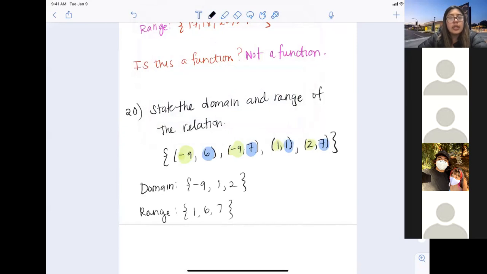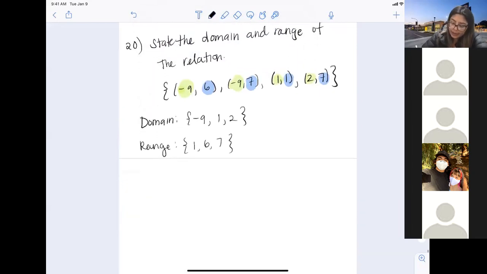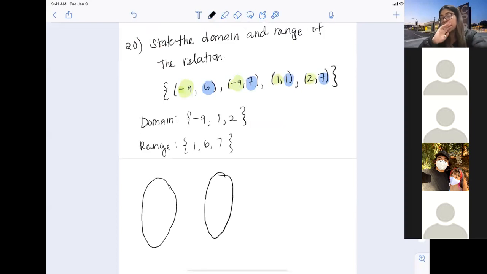Now, the next question: is this relation a function? Yes or no? For that, I like to do the little eggs. You don't have to. So the domain is -9, 1, and 2. The range is 1, 6, and 7. -9 goes to 6. -9 goes to 7. 1 goes to 1, and 2 goes to 7.